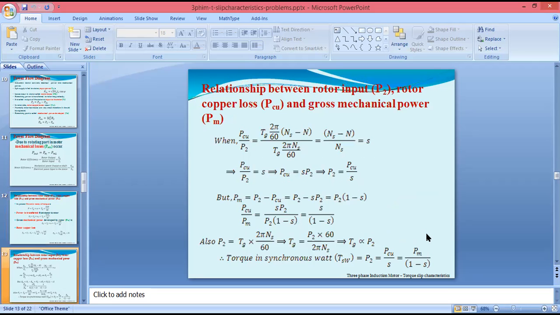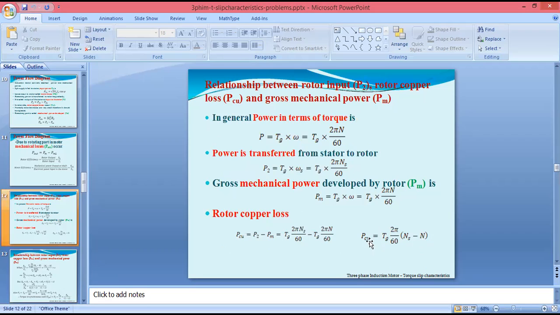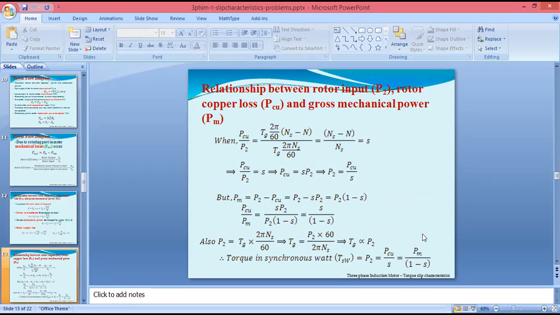Now we are supposed to see the torque equation in the form of mechanical power, copper power (meaning copper loss), and in the form of slip. Here we have the equation for power in the form of speed and torque, but we can write Ns minus N in the form of slip, because Ns minus N upon Ns is equal to S.